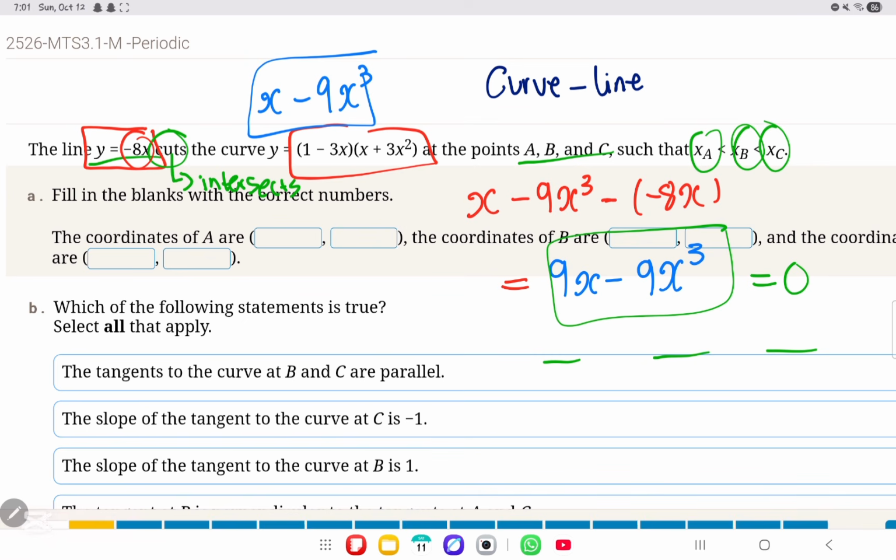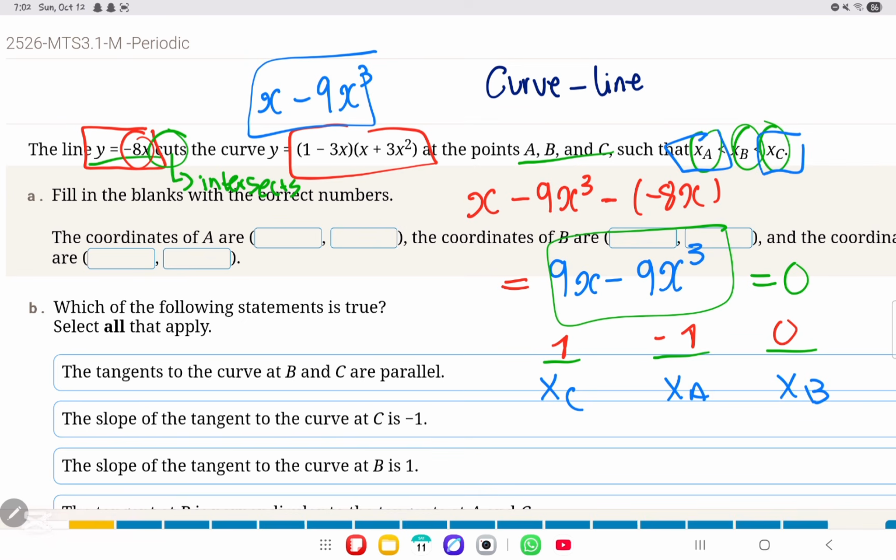So let's see. I will do it on the calculator so I don't waste time, so I save time. On the calculator, I got 3 values, and they are 1, and minus 1, and 0. But what did they tell us? They told us that xa is smaller than xb, and xb is smaller than xc. That means xc is the greatest, so that means 1 is xc. xa is the smallest, that means minus 1 is xa, and 0 is gonna be what?